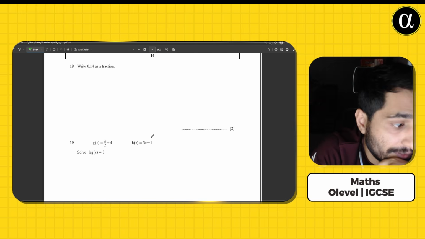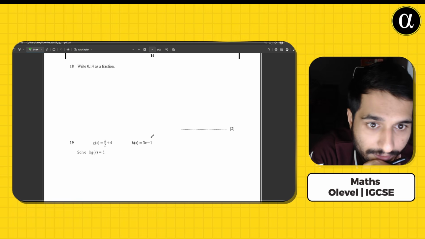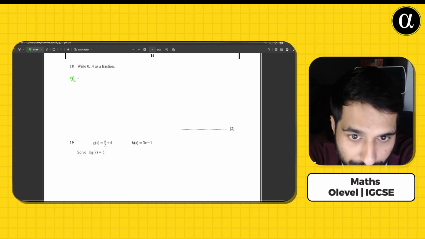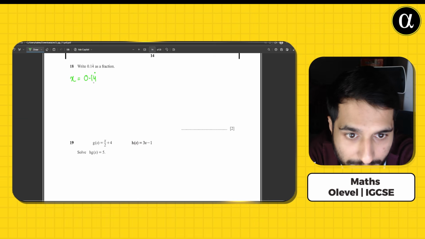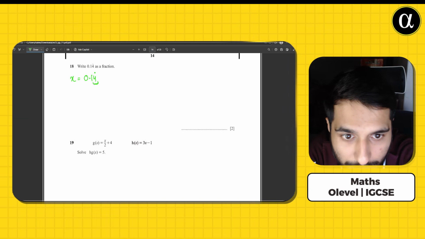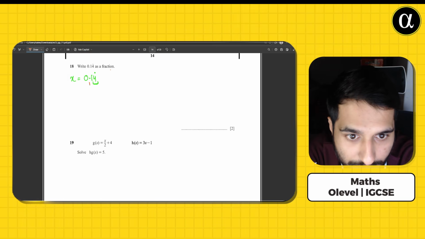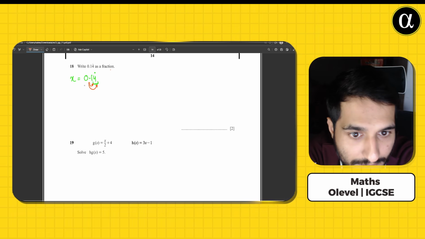Write 0.14 recurring as a fraction, a concept of recurring decimals. So the first thing we're going to do is introduce an x, so it's going to be x equals 0.14, where this is the repeating pattern, so we put a basket underneath it. So we'll see how many decimal places it's far apart. So it's 1 decimal place, and the end of the basket is 2 decimal places, right? So this is 1 dp and 2 dp.